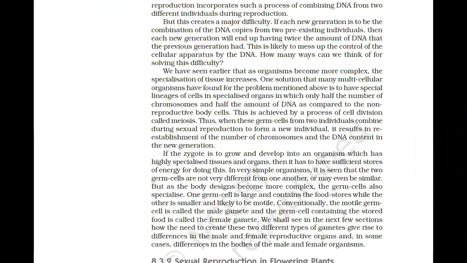If each new generation is to be the combination of the DNA copies from two pre-existing individuals, then each new generation will end up having twice the amount of DNA that the previous generation had. This is likely to mess up the control of the cellular apparatus by the DNA. How many ways can we think of for solving this difficulty?